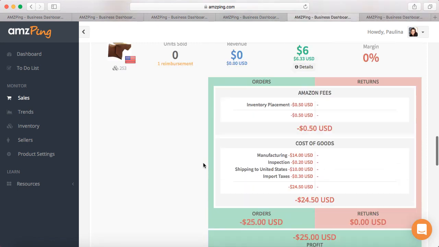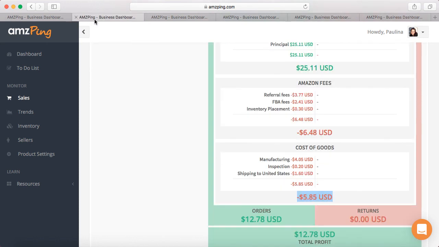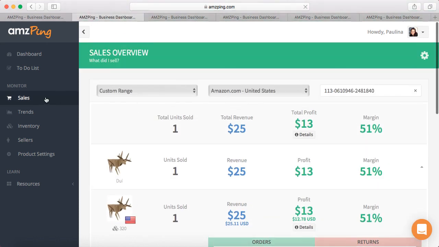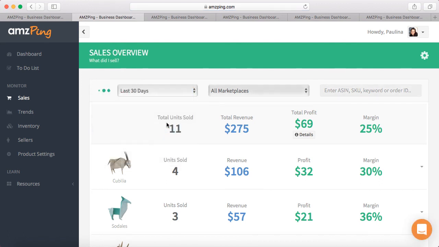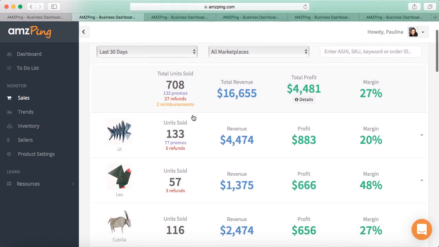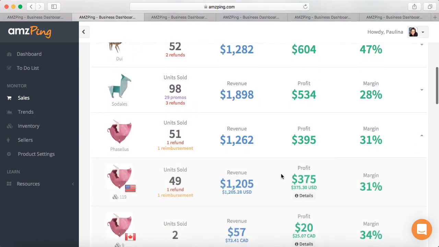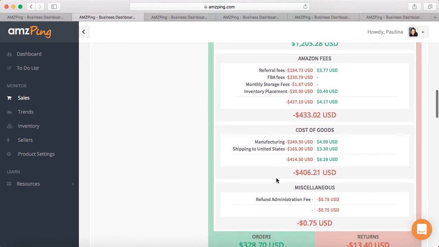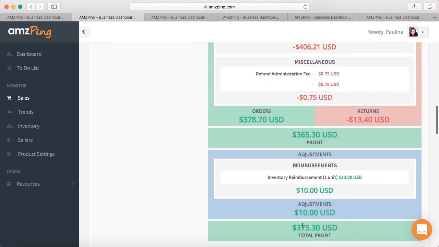So there you go. These are all the different cases that AMZPing covers: refunds, reimbursements, and things like that. So I recommend going to your sales overview and checking how many reimbursements you have in total, and then expanding it to see how they actually affect your bottom line profit. All right.